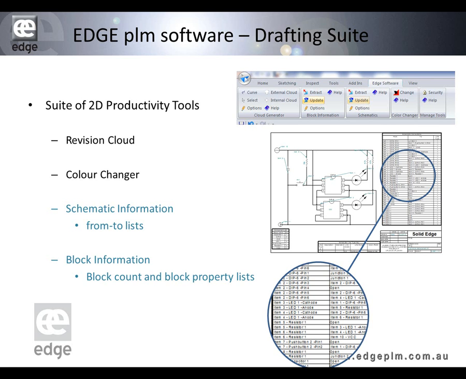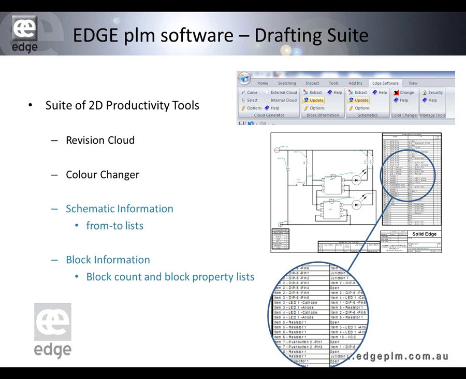Okay, the productivity tools that we provide are known as the Edge PLM software drafting suite. And we've got a revision cloud. These are for drawing both internal and external revision clouds. I'm not going to show you that. And there's a little tool called a color changer. These are both productivity tools for people who are working in drafts and making changes in the drafts. So revision clouds are used widely by the infrastructure and construction industries, as is the color changer.